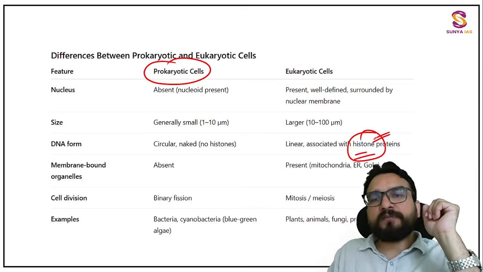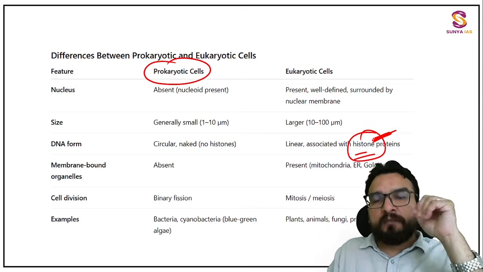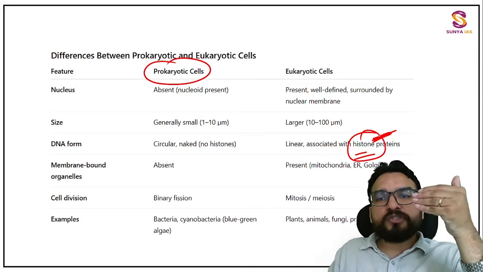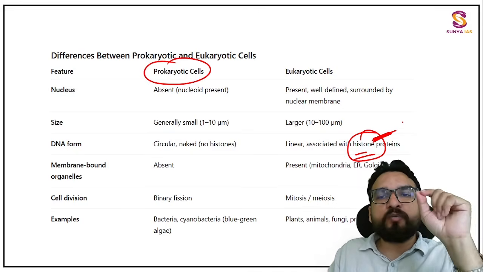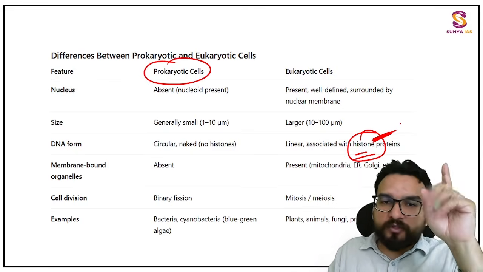Those who are not from a science background, this may seem a bit complicated to you. But when I will be teaching you about this histone protein through animation also, then you will be understanding exactly what a histone protein is and what its role is. Very important role it plays.